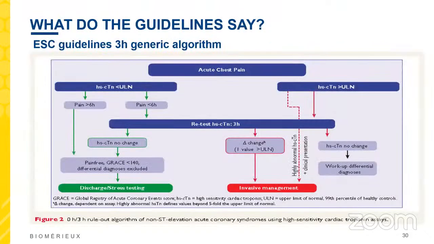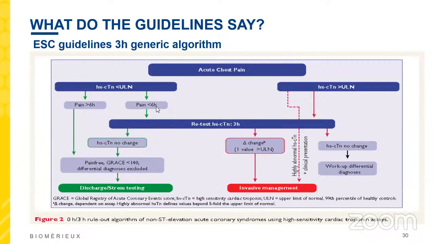So this is what the guidelines say in terms of how to use a troponin. These are the ESC, European Society for Cardiology guidelines, which a lot of people use even in our setting. This is a generic algorithm because they want you to include other things depending on where you work. So you have acute chest pain. If you do your high sensitive cardiac troponin and it's less than the upper limit of normal, if the pain has been there for more than 6 hours, then you can exclude other differential diagnosis, discharge, and do other treatments.